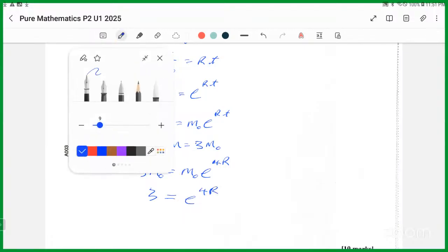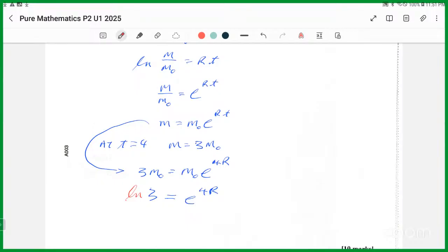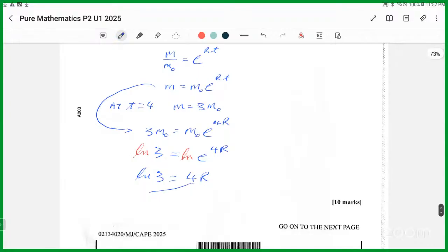We take ln of both sides. The 4r comes to the front, and then the ln is gone. We're going to get ln 3 equals 4r, divided by the 4. So r is equal to a quarter ln 3. We can actually work that out, but I'm not going to get the exact value.